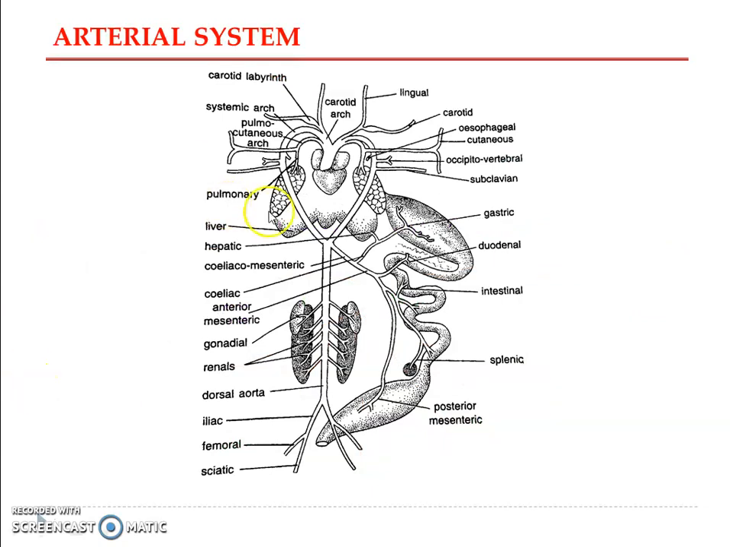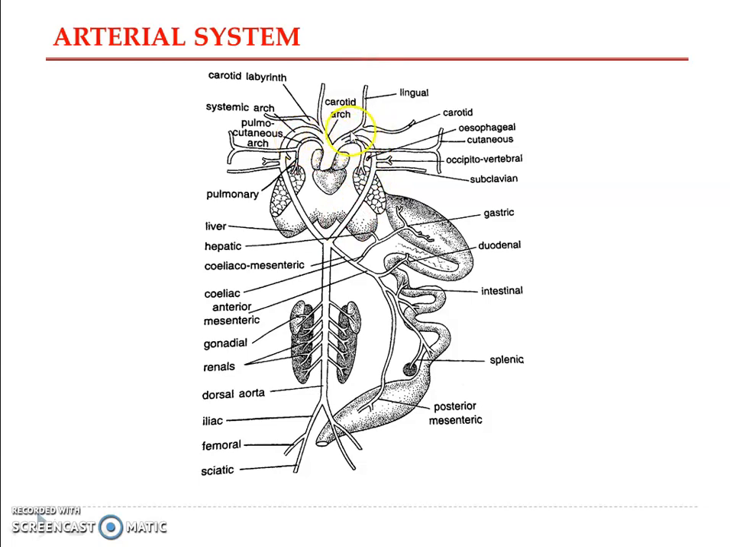Okay. So here you can see the first component in the arterial system is the truncus arteriosus. The truncus arteriosus emerges from the anterior end, on the ventral side of the ventricle, and it emerges out. It gives off two trunks on either side. Here you have the carotid trunk, the systemic, and the pulmocutaneous.